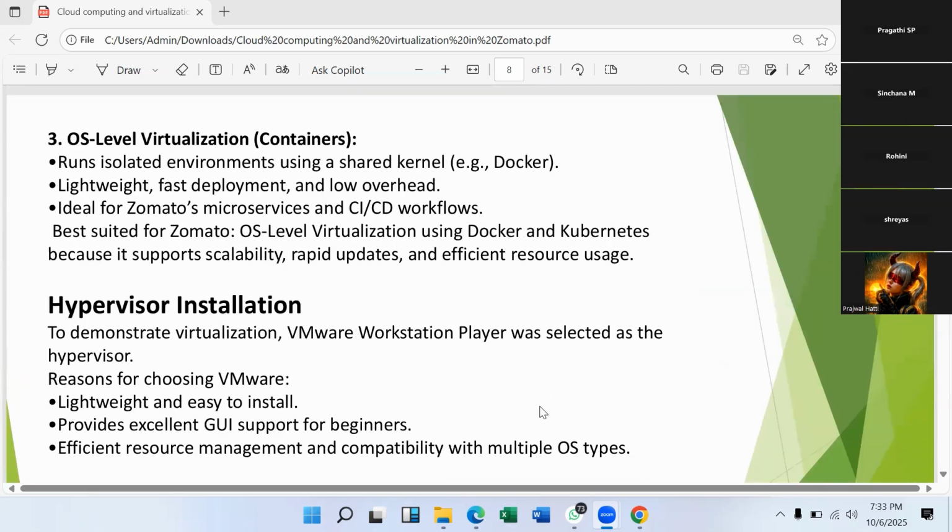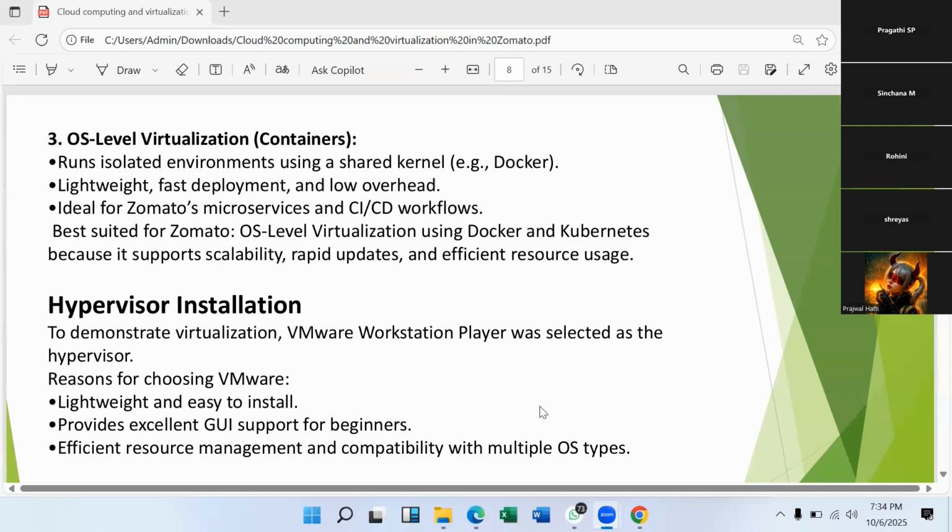Next is OS level virtualization. It runs multiple isolated apps using the same OS kernel, and it is fast, scalable, and low overhead. It is ideal for Zomato's microservices, using Docker and Kubernetes for efficient deployments.